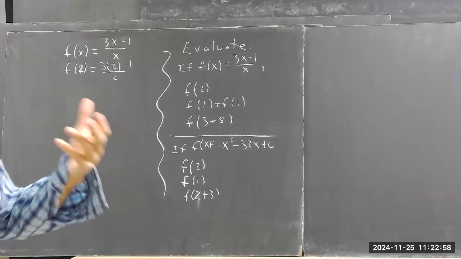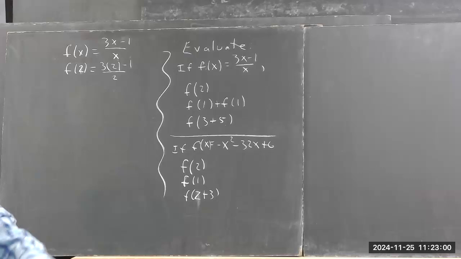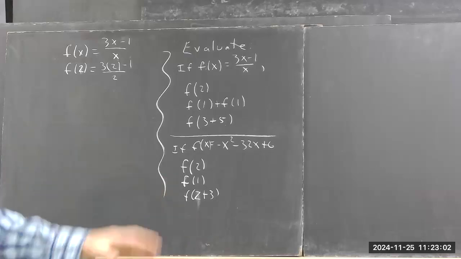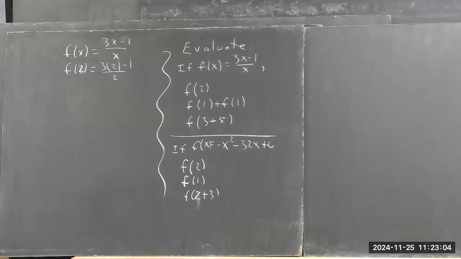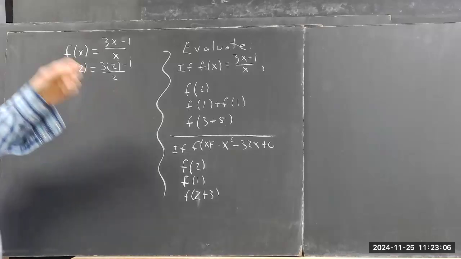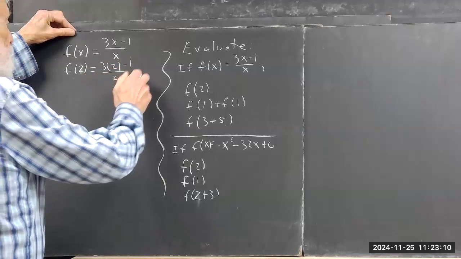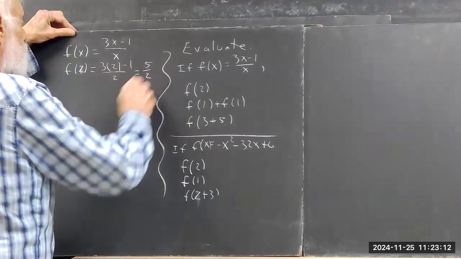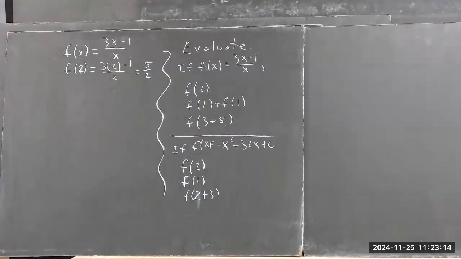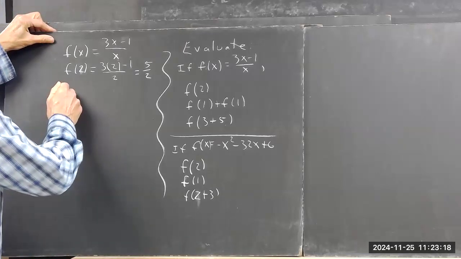There's plenty of other stuff that we do with function notation that you encounter in pre-calculus. Right now, we just want to get the basics down. So we have f of 2 equals 3 times 2 minus 1 over 2, and that's 6 minus 1, which is 5 over 2. Make sense? Okay. Now, what's f of 1?